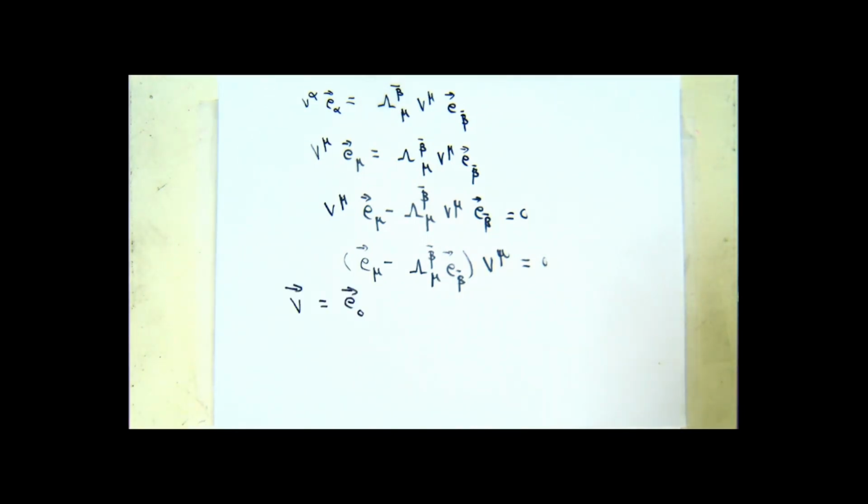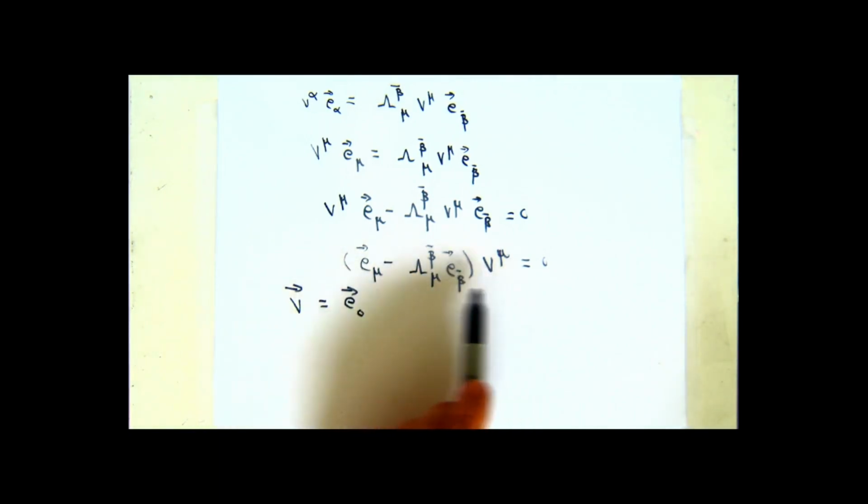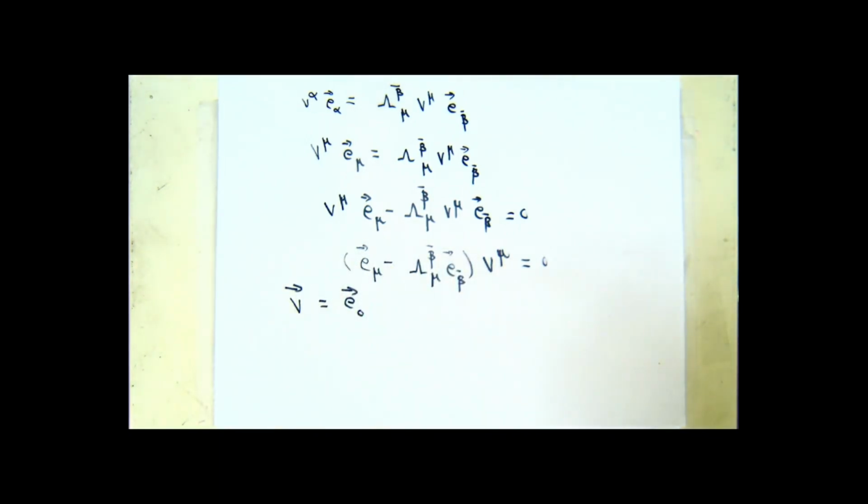If I pick V to be E0, the time basis vector of the unbarred system, in unbarred coordinates, that has a component 1 at the front and then 3 zeros. When I form this sum, only the mu equals 0 term is going to survive, the others being multiplied by zeros, and we find out that the following is true.